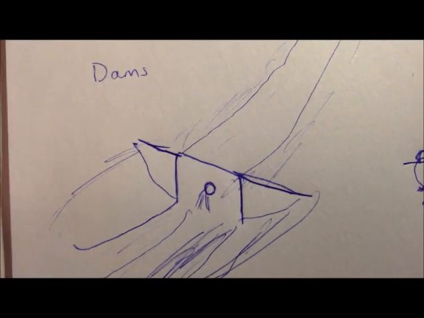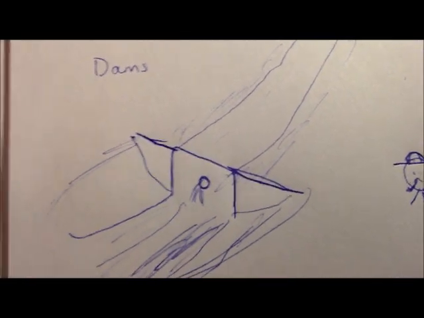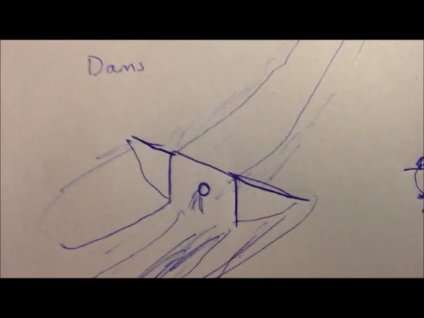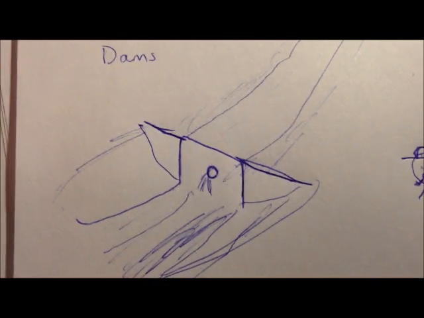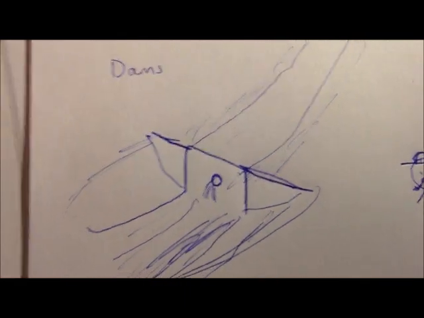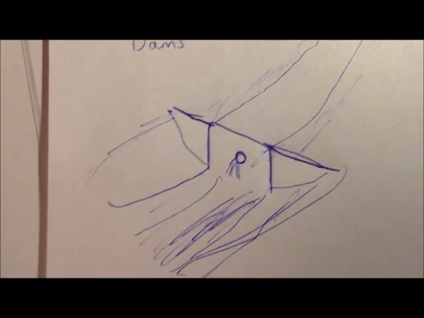One example of hard engineering which we can use to control rivers is building dams. These are huge walls that block off the path of the river and form lakes. And these are good because they provide us with a good supply of water.